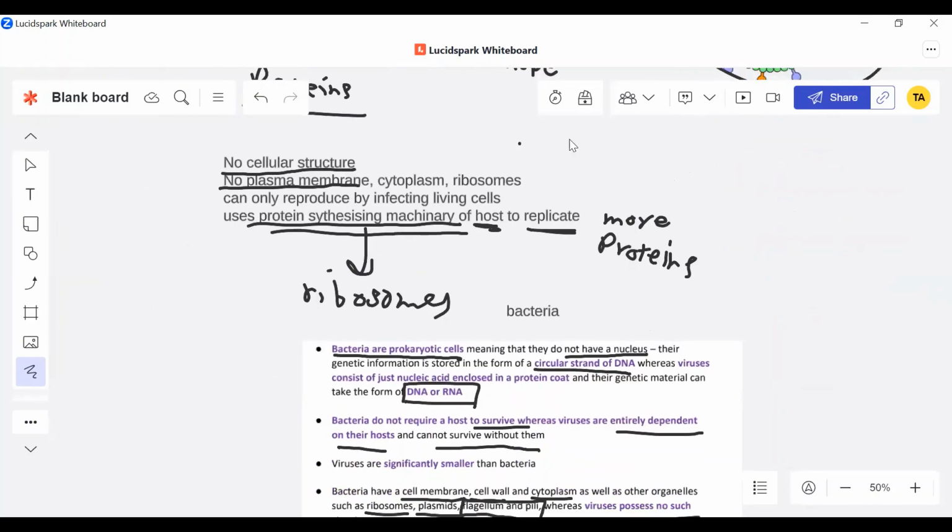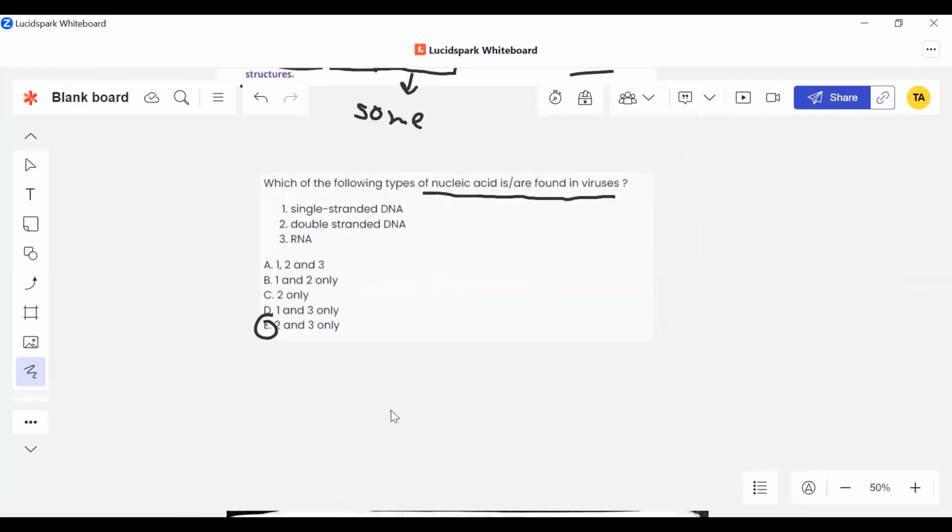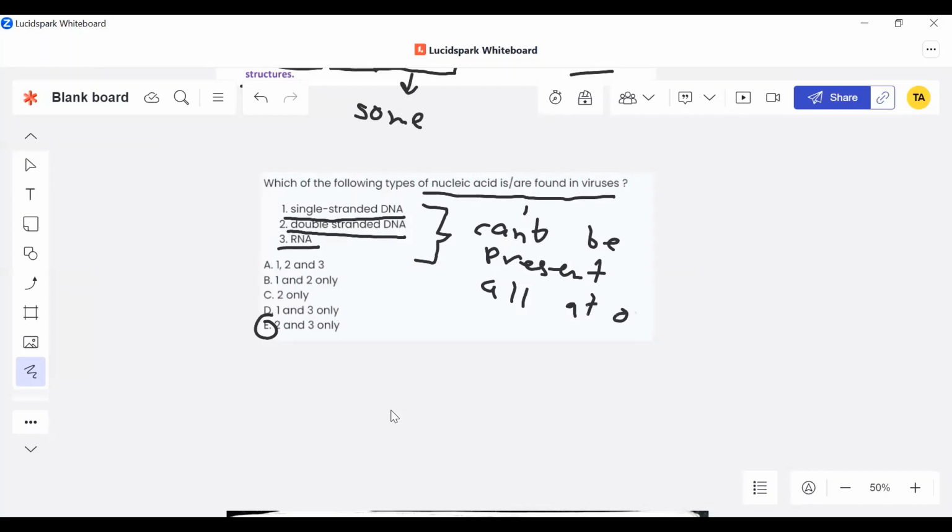So when I go back to the question, it's asking which type of nucleic acid or genetic code is found in viruses. I told you earlier, viruses can have single-stranded DNA. They can also have double-stranded DNA or RNA. Now, these 3 can't be present all at once. That's what is confusing here. You guys are thinking that they're saying that all of this is present in a virus. No, they're asking which type of nucleic acid viruses will have.